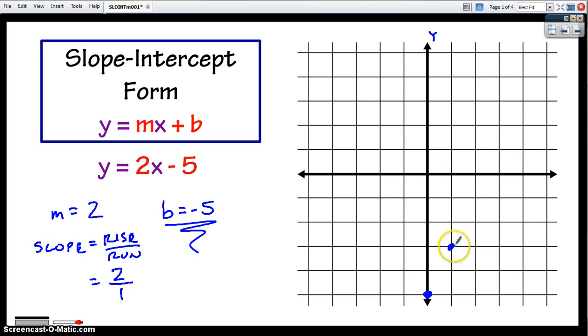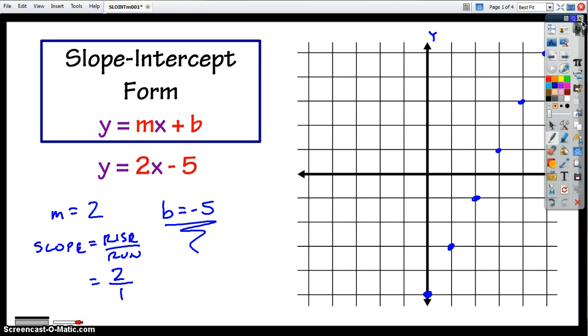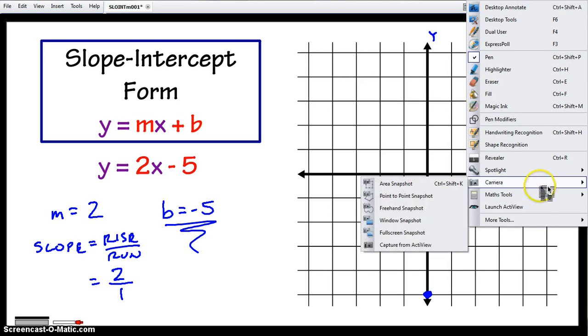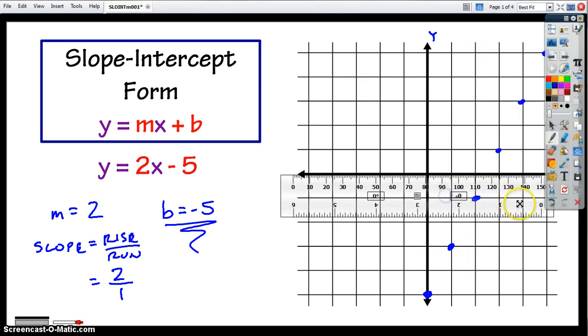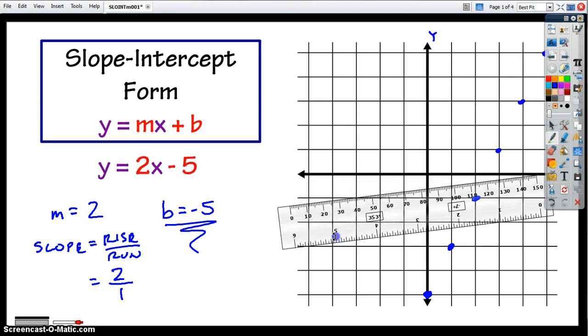And I'm going to do that a few more times so I can see it clearly. Rise 2, run 1. Rise 2, run 1, and so on and so forth. And so by doing it this way, I get all my information graphed on the graph, and I didn't have to go through all the extras of making a table. So now, all I have to do is join the information.